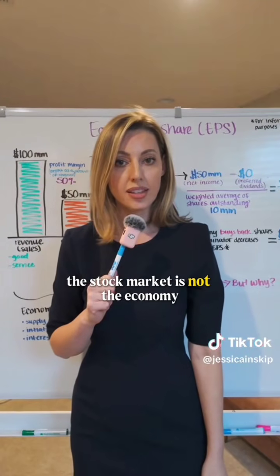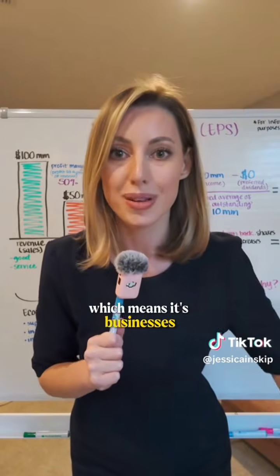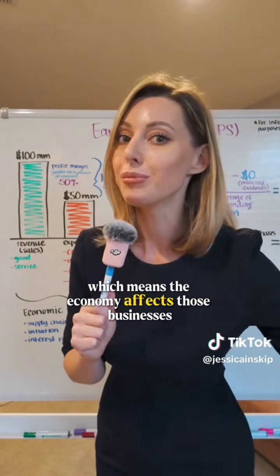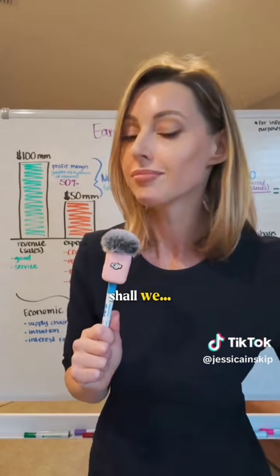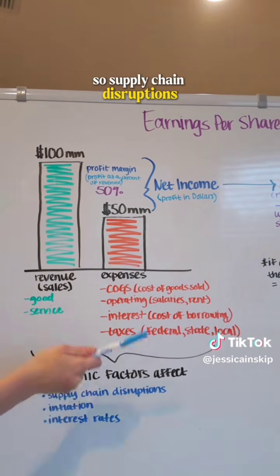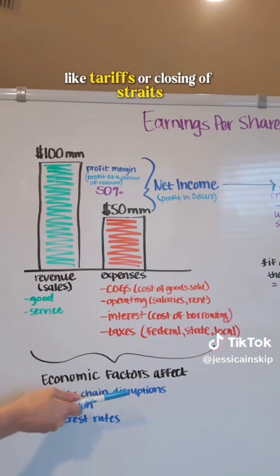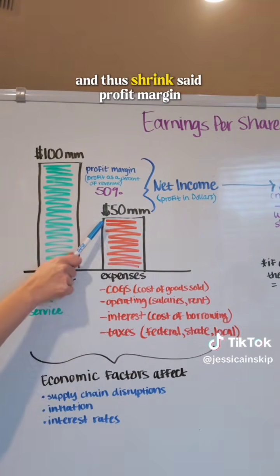Now, you will often hear me say that the stock market is not the economy. It's actually a bunch of stocks, which are a bunch of companies, which means it's businesses, which means the economy affects those businesses. So let's revisit those revenue and expenses, shall we? Under expenses, we have your cost of goods sold. You might need gas and oil to source it. So supply chain disruptions like tariffs or closing of straits or even COVID are going to increase your expenses and thus shrink said profit margin.